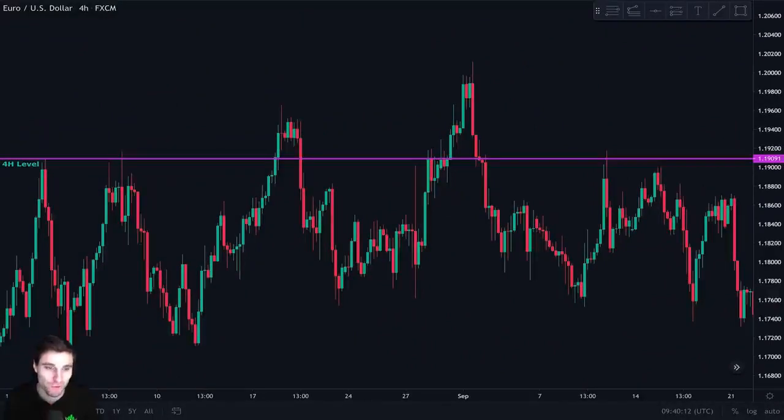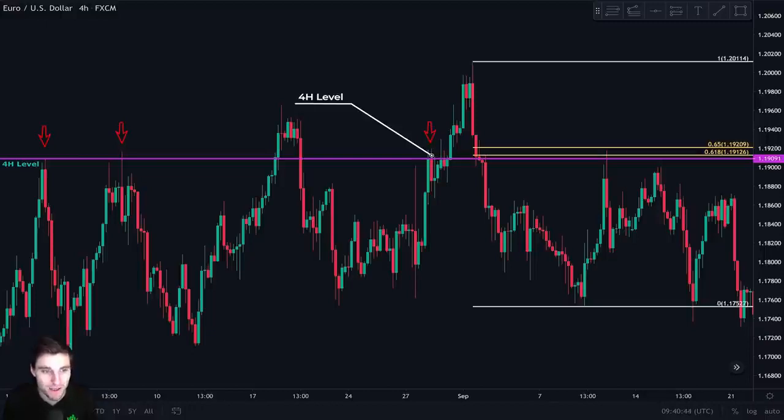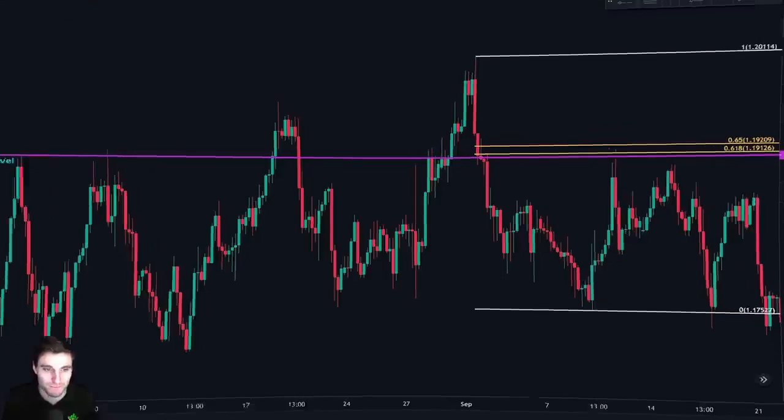Moving on. We can use this same strategy for Forex. This is the Euro-USD pair. We identified that this 4-hour level acted as a resistance multiple times, so we draw it. We then take our Fibonacci retracement and we see that we have confluence with the CC zone. We then wait for price to come back to this area and we monitor the price action on the lower term time frames. So let's go to the 15-minute chart.